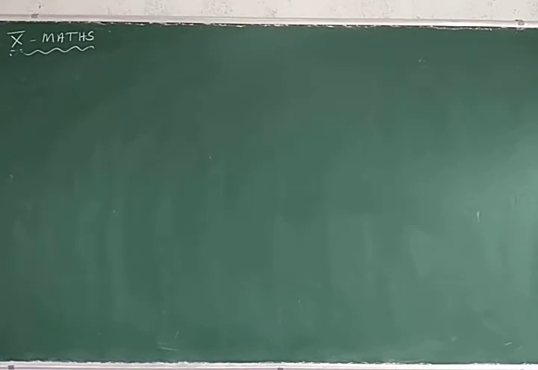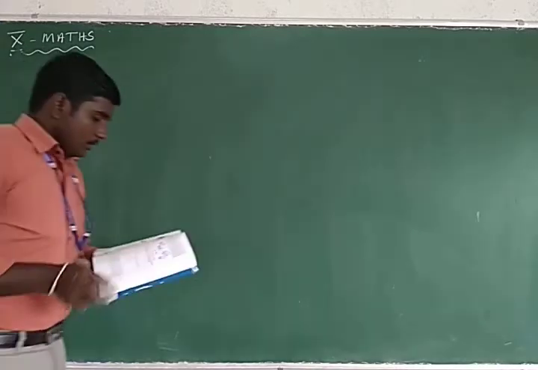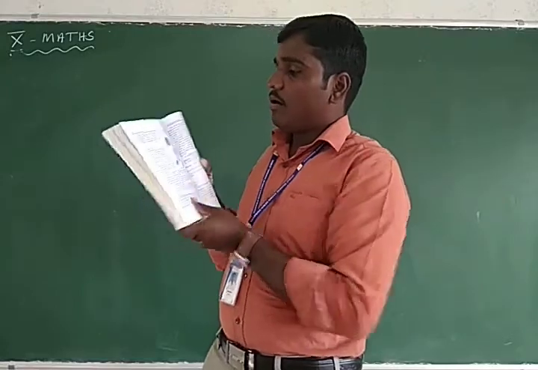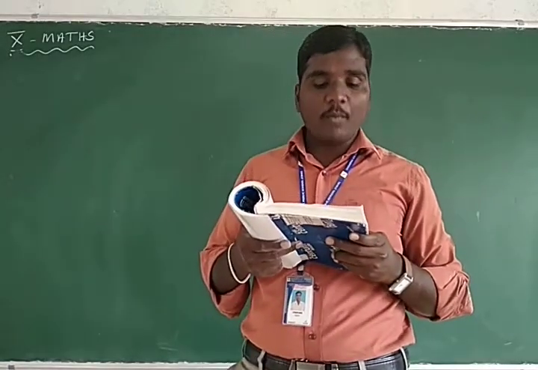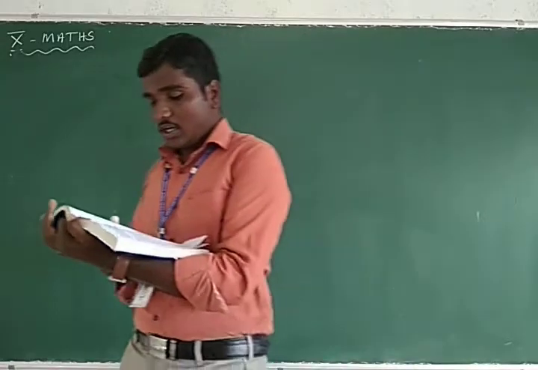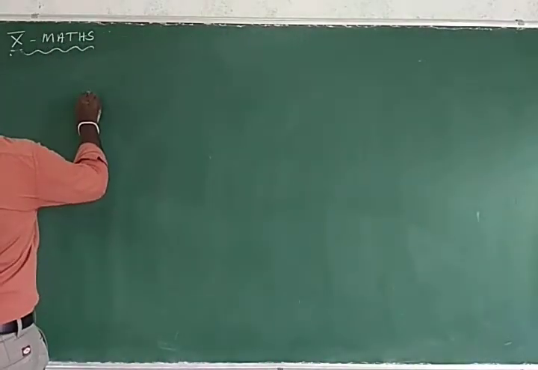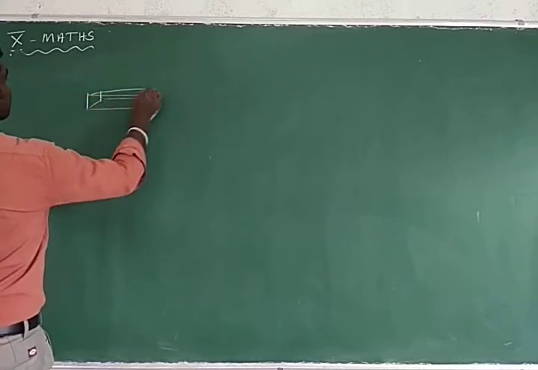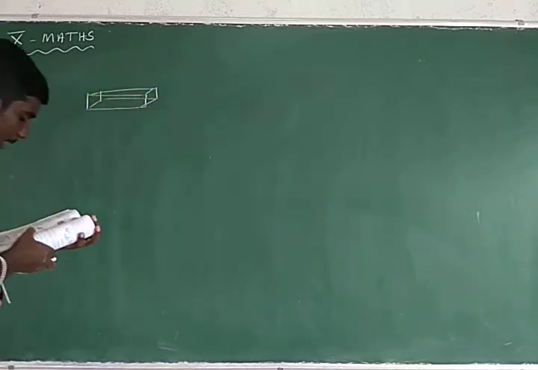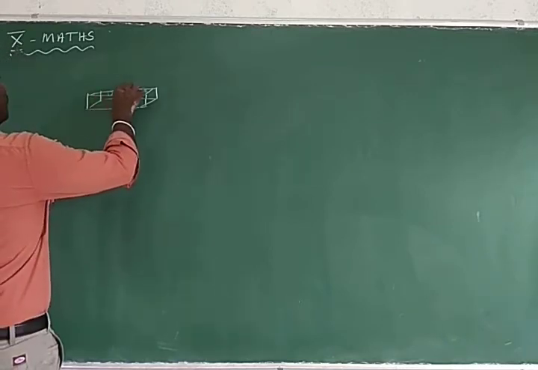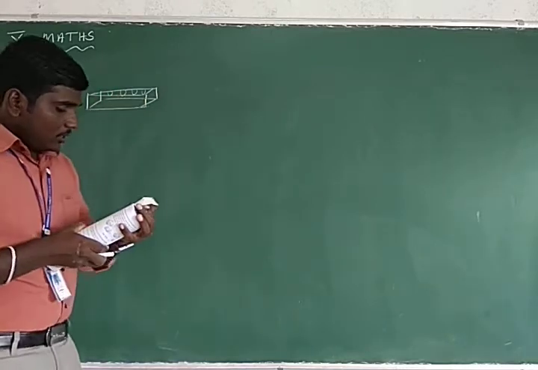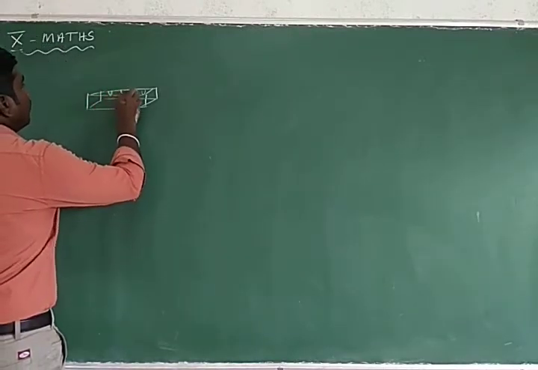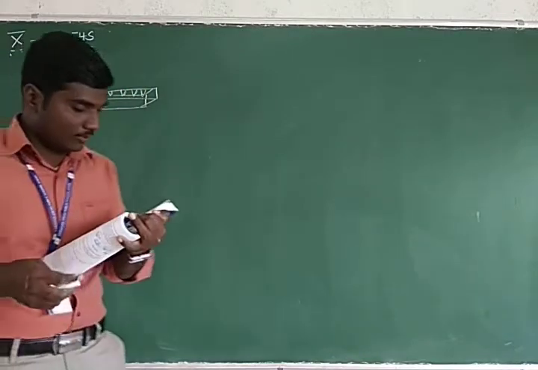Okay students, next is the fourth question. A pen stand, like your diagram is given. The pen stand made of wood is in the shape of a cuboid. One shape, the cuboid, is there. In that cuboid, four conical depressions are there.